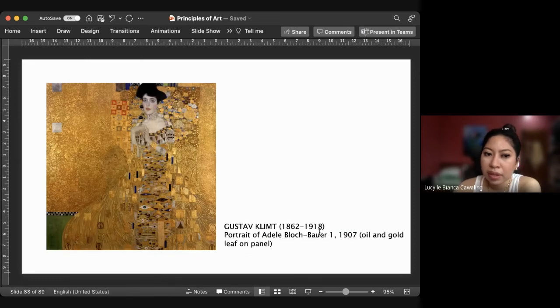And then this is another example by Gustav Klimt, a portrait of Adele Bauer. This is an oil and gold leaf panel. So you could see how the patterns of the work of art made it an interesting work.